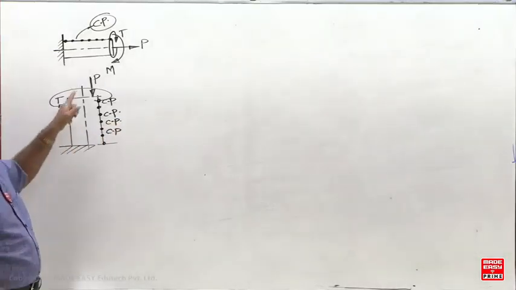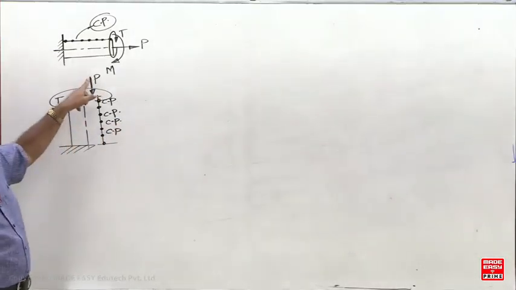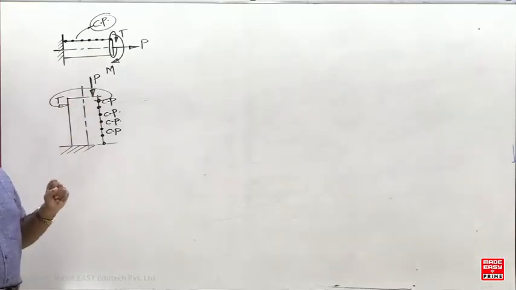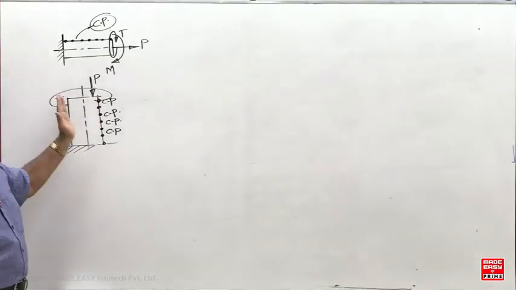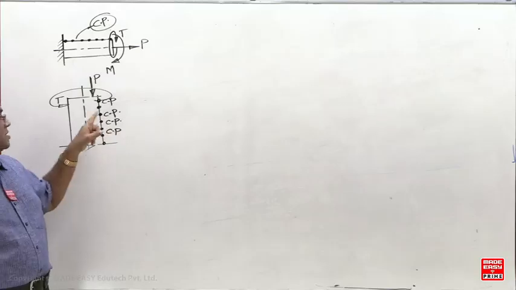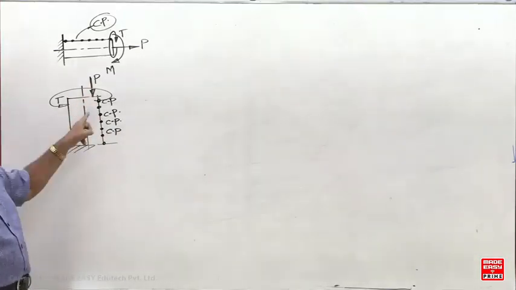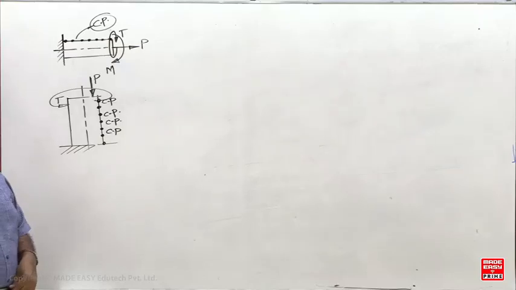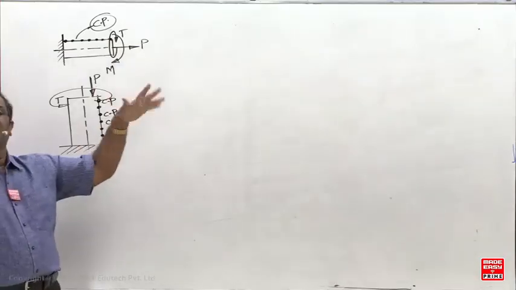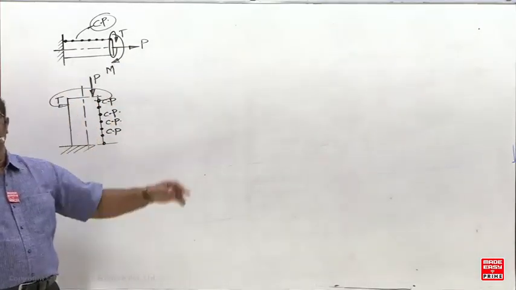Yesterday what you studied: whenever an eccentric axial load is there, the resultant stress is maximum at the points nearer to the point of application of load. Which surface is nearer? Right side. These are the critical points. But if you use that method, you can do it directly.